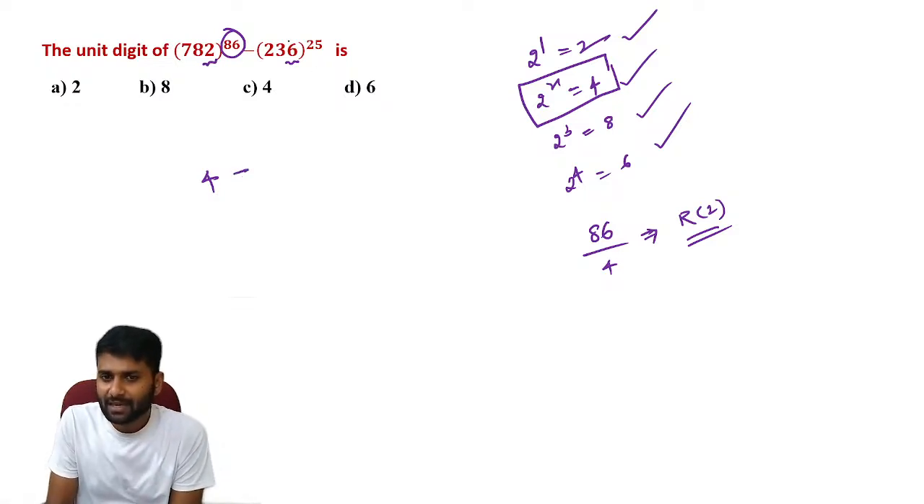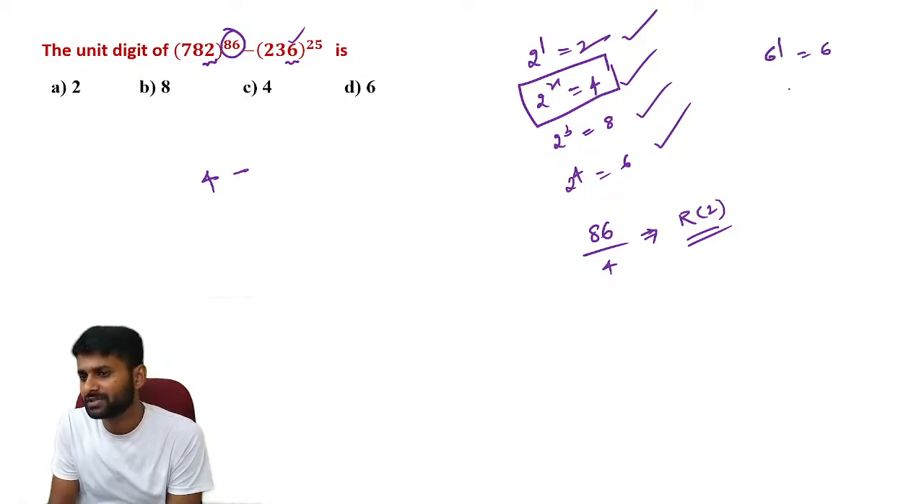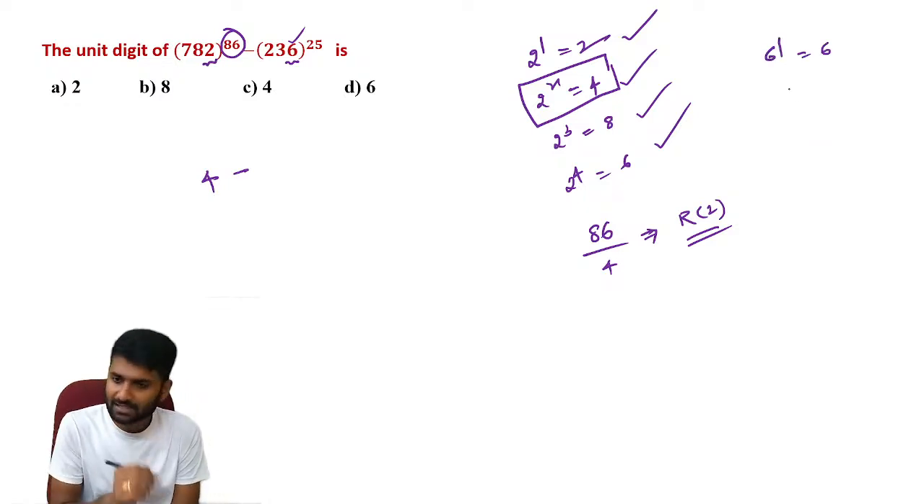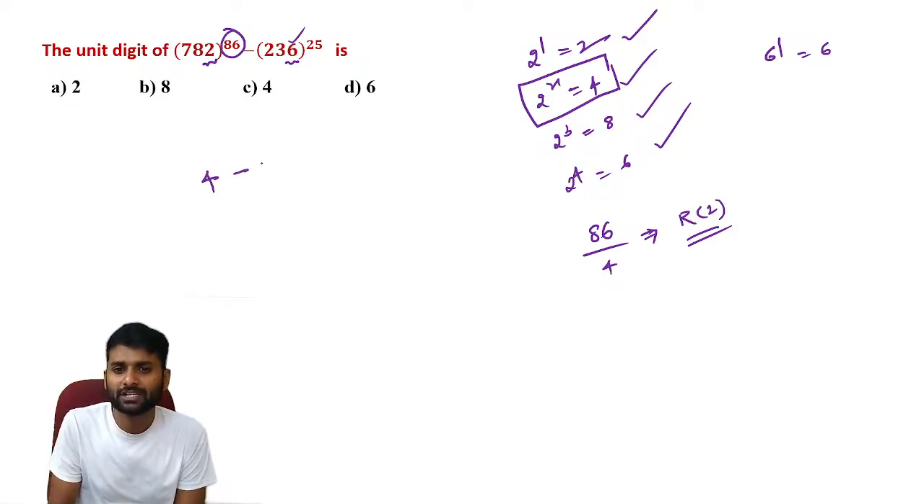In the same way, here 6. Let's identify the 6 power cycle. 6 power 1 is equal to 6. 6 square again 36. 6 cube again you will get 216. If 6 power anything, units place is always equal to 6.